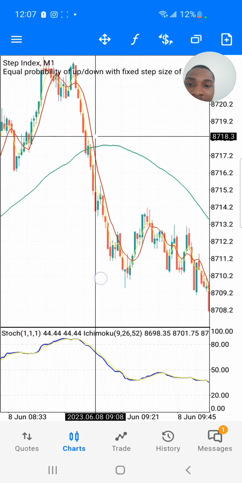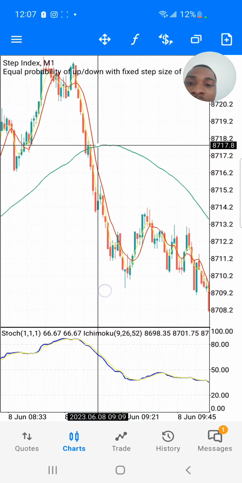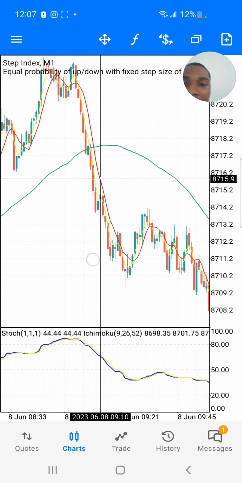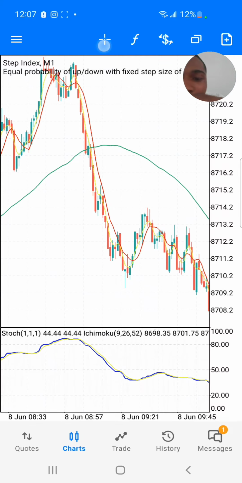So I sold step index right here. So where should you put your stop loss? Remember, the intersection happened around here, right? Which means your entry should be around here. Your stop loss should be above this green moving average, above this green moving average here.